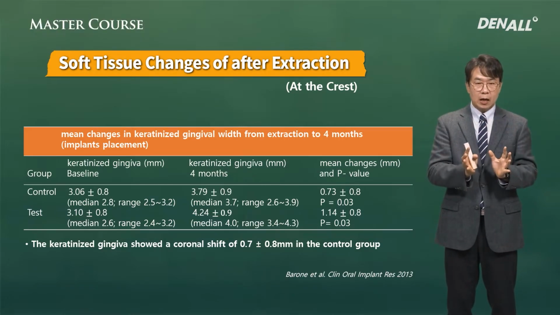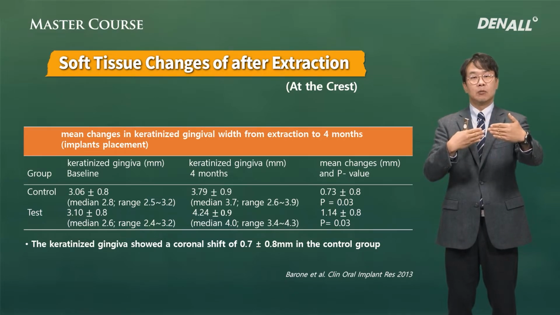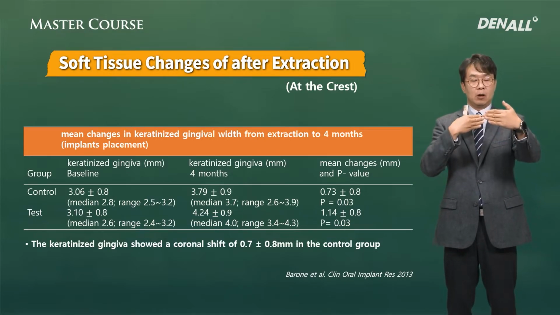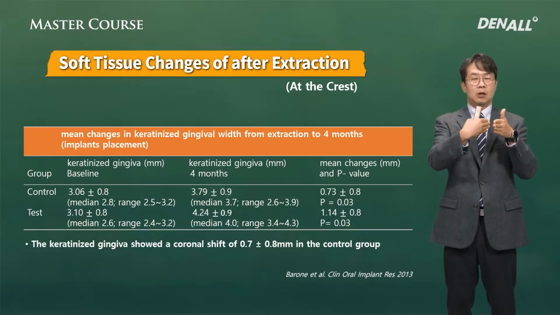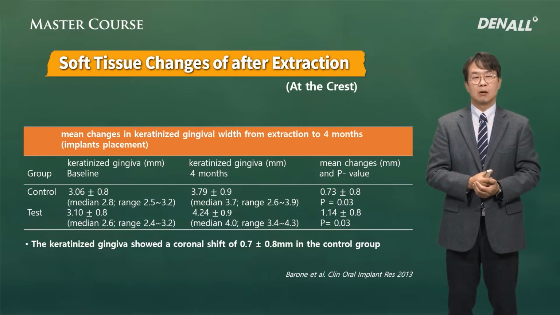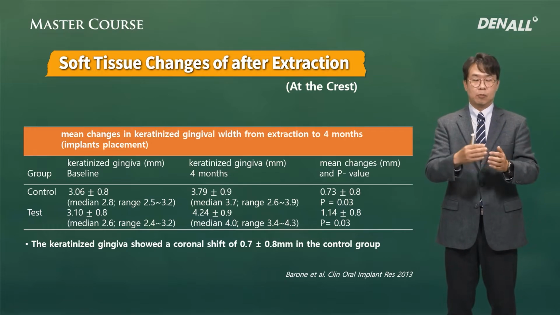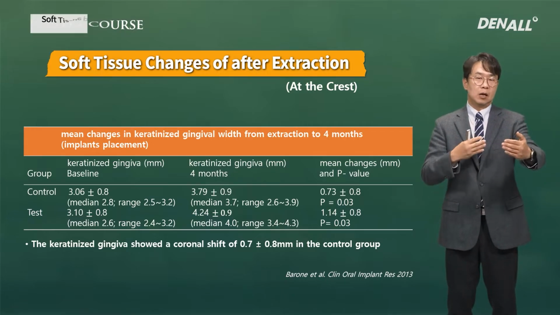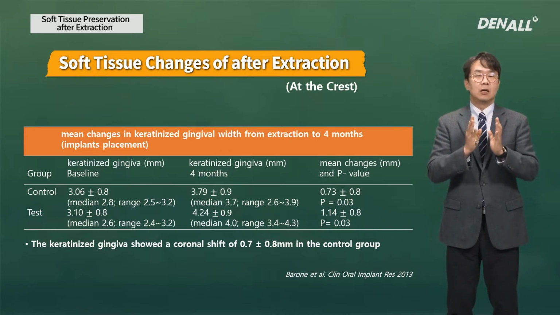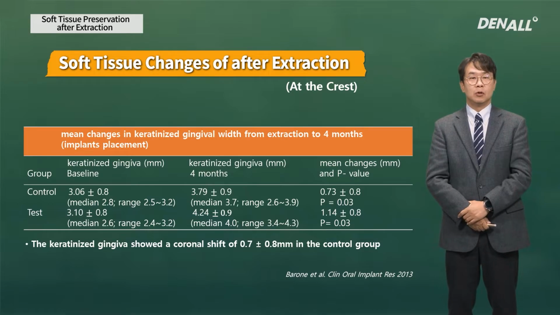In the space after extraction, it's 9 millimeters in the molar area. Not all 9 millimeters turn into keratinized gingiva. It is resorbed, and the increase is about 1 millimeter. It can vary as the median can be changed. However, we can say there is about 1 millimeter change that occurs.